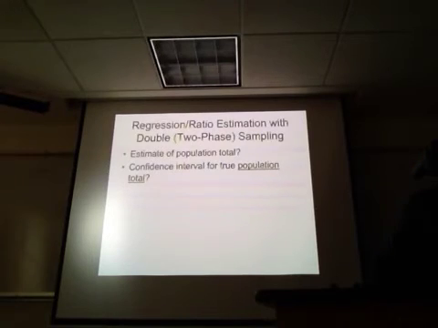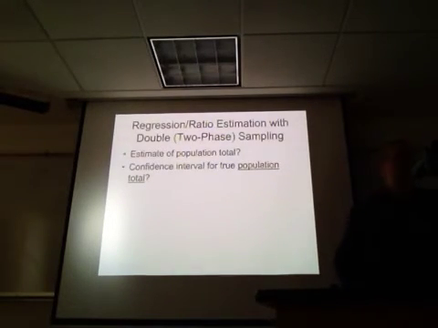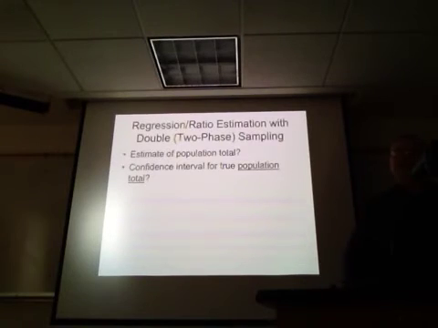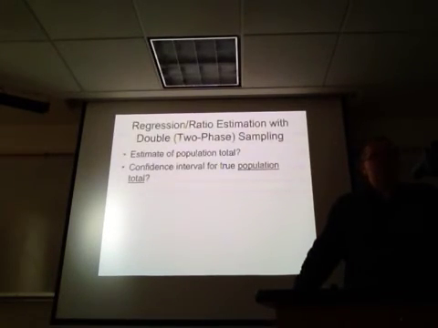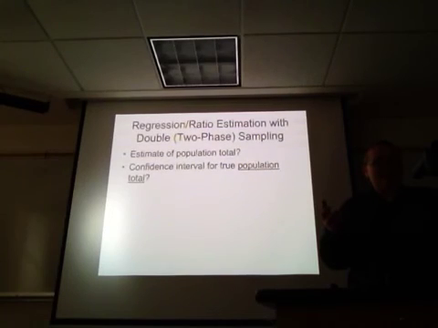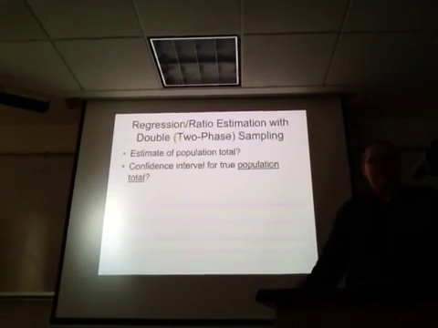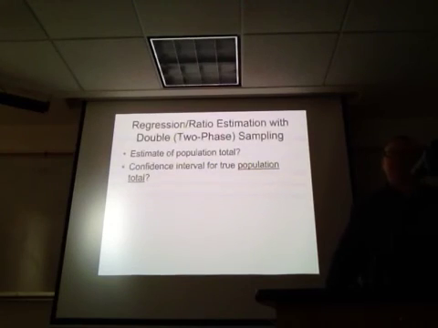We need to know degrees of freedom to get our t-statistic. Same as for regression and ratio estimation. If we're using a regression estimator, it's N2 minus 2. If we're using a ratio estimator, it's N2 minus 1. Because it's the second phase sample where we get information on Y, correct? So that's where the degrees of freedom arise from.